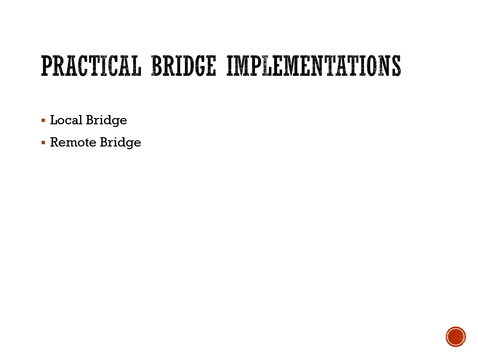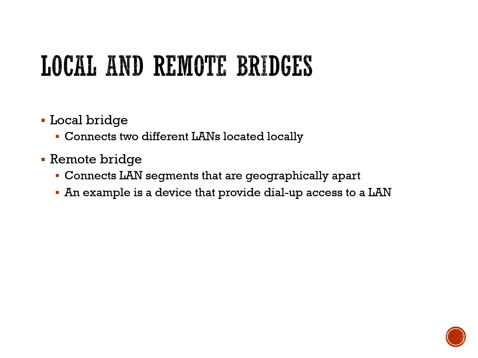We can use two examples of a bridge here, local bridge and remote bridge. Local bridge is used to connect two different LANs located locally, and remote bridge is used to connect the LAN segments which are geographically apart. For example, if we use a dial-up access to connect a LAN via a bridge, that is an example of a remote bridge. Next device which we are going to undertake in this study is a switch.